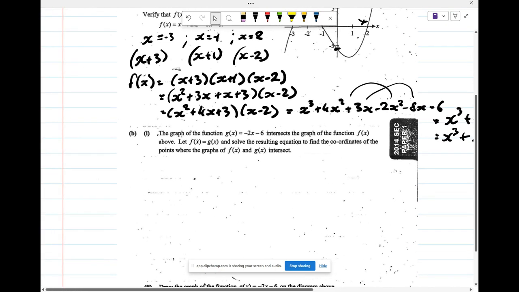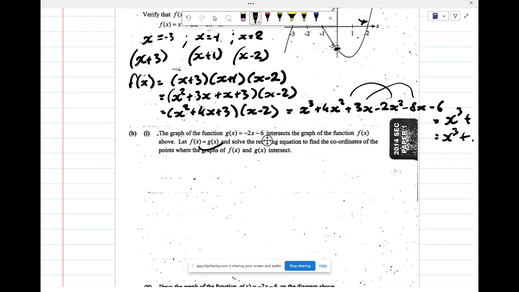So part 2, or B part 1: the graph of the function g of x equal to -2x minus 6 intersects the graph of the function f of x above. Let f of x equal g of x and solve the resulting equation to find the coordinates of the points where the graphs of f of x and g of x intersect. So they've given you a hint here. They say f of x is equal to g of x, but even if they didn't, we know that, like we were saying before in our booklet, when two lines were equal to each other, the point was the same. So that's how you get the point of intersection. But yeah, let's do it.